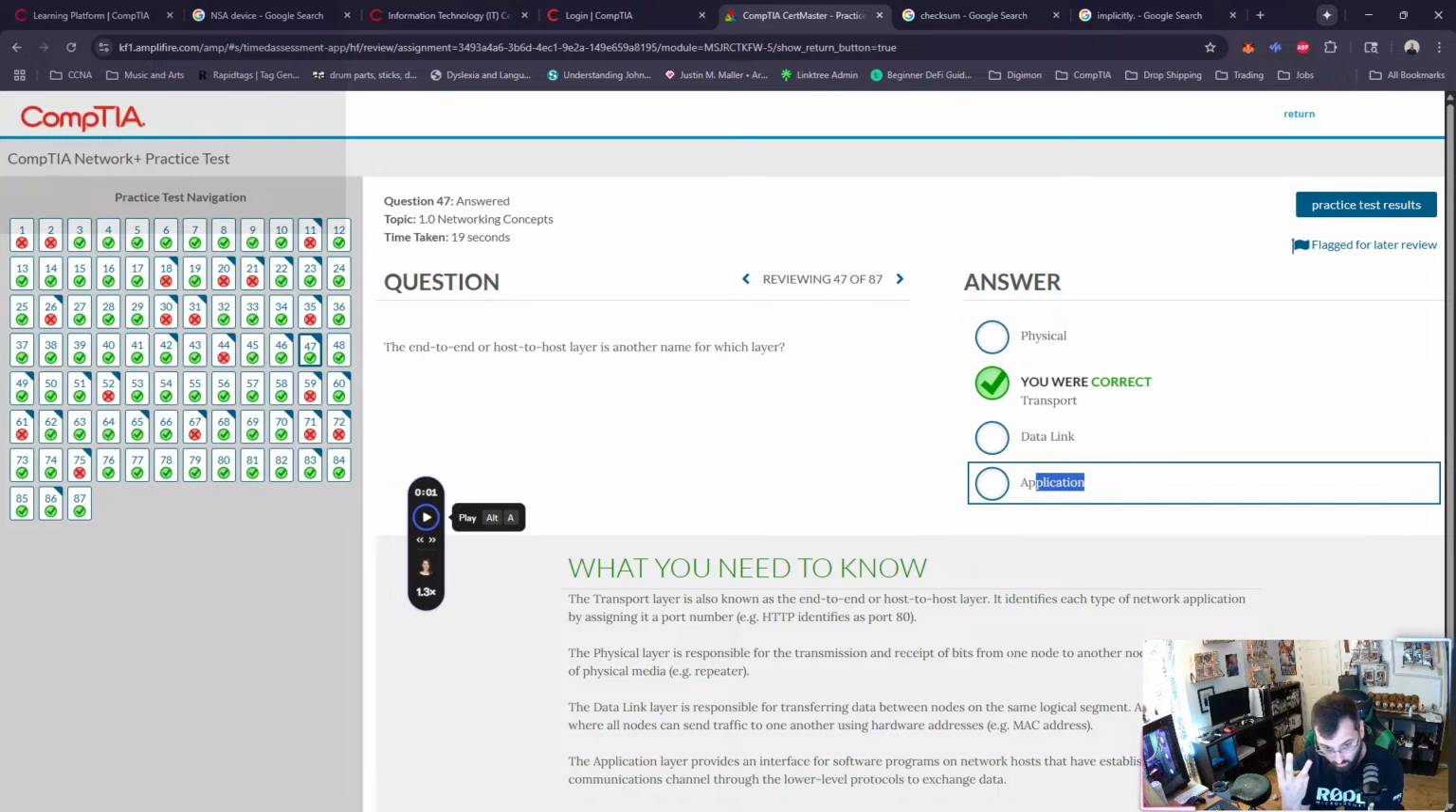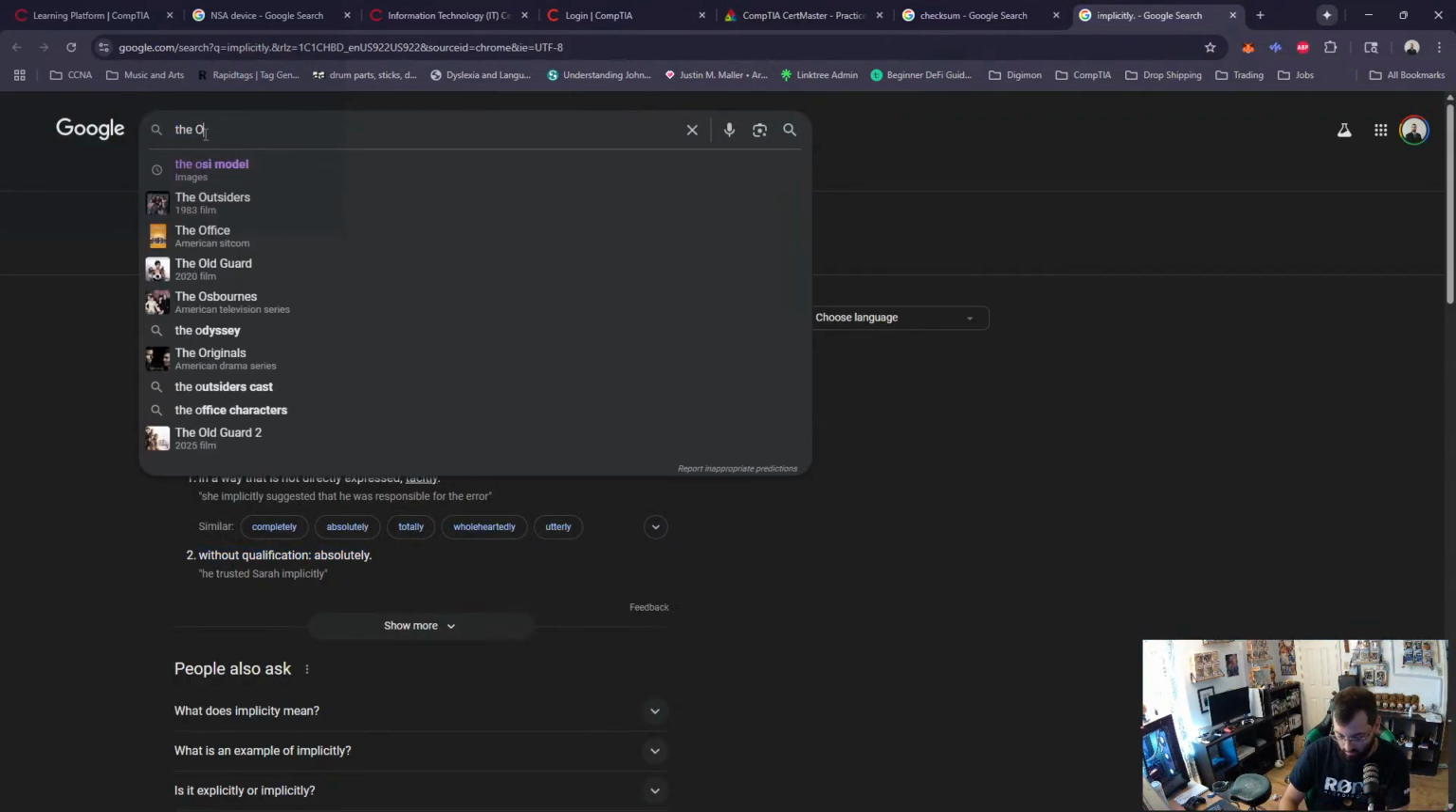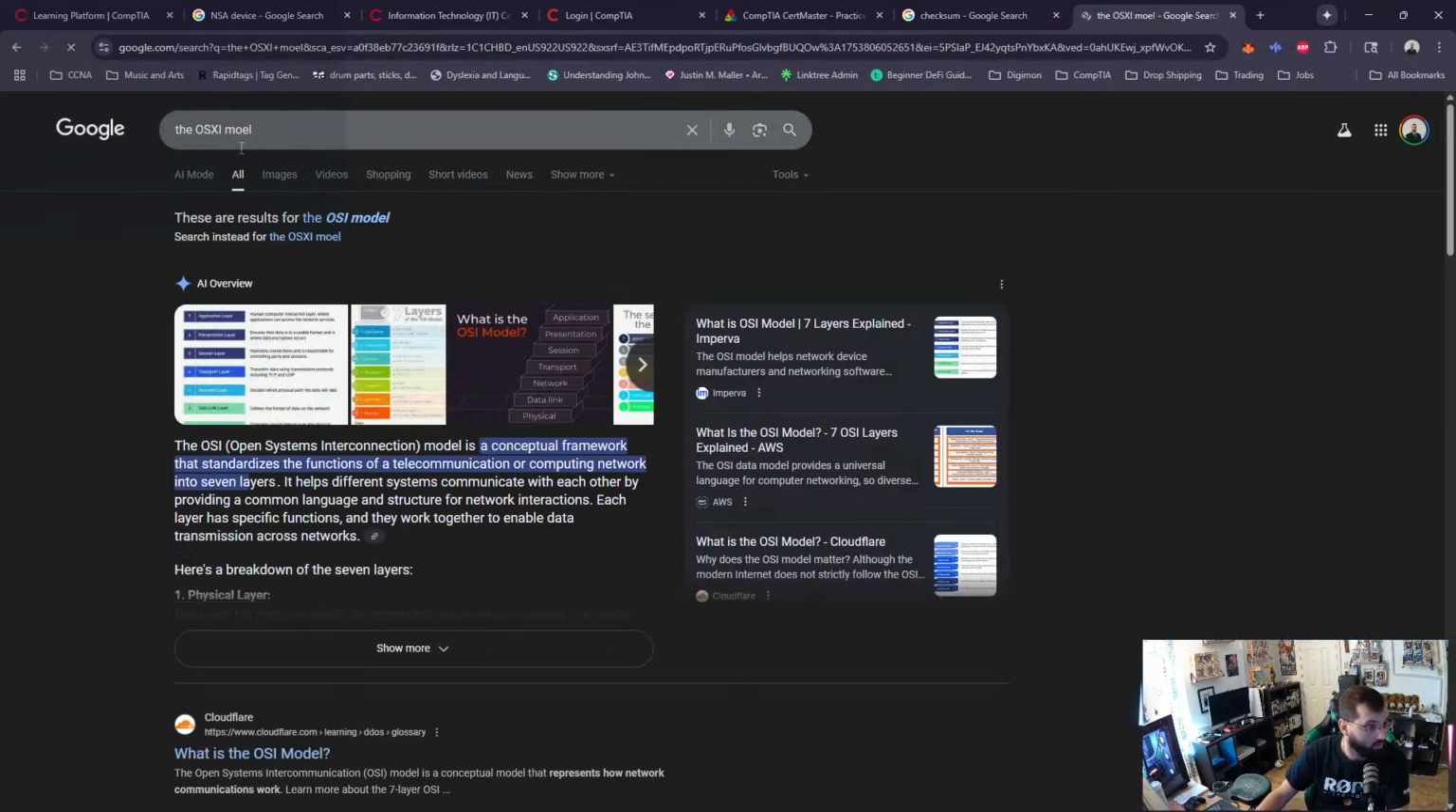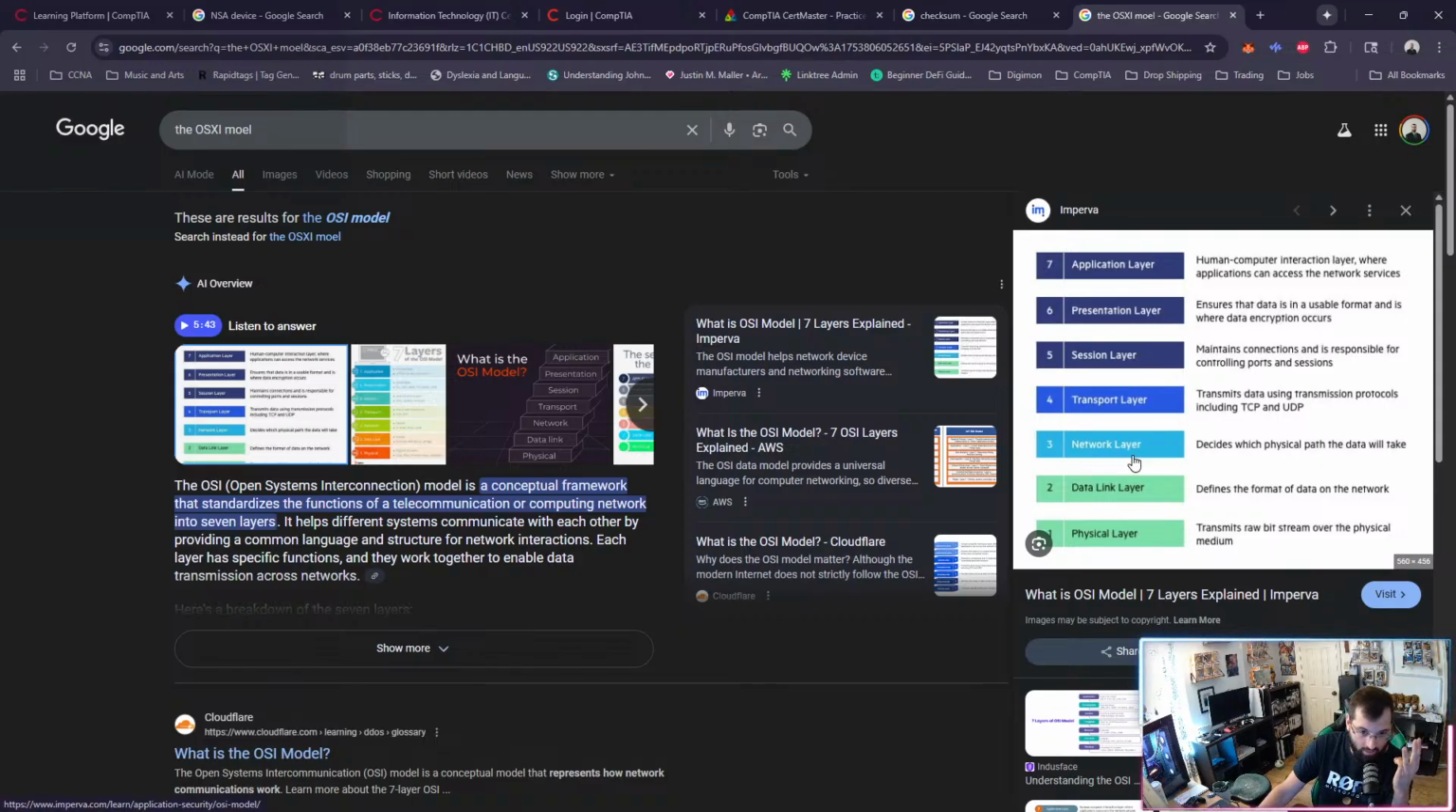Data link, network, transport, session, application. Okay, physical, data link, network, transport, session, presentation, application. And transport is host to host. Transport's host to host. Session is starting, maintaining, and ending. Presentation is the encryption. So I think that's like DHCP and stuff like that.